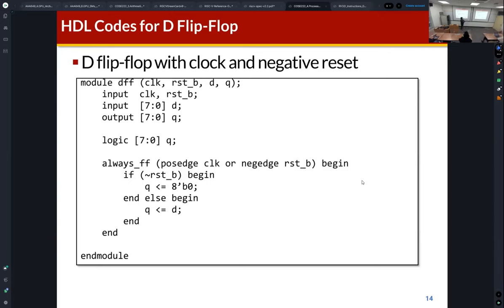How? We check the reset value. Okay. So this if statement, and then you can find the not. So if this is true, which means the reset is zero, then the output becomes all zeros, which means that this D flip-flop is changed to the reset state. Okay. Then we can also find the other case, otherwise, which means it's not reset. So at the rising edge of the clock, Q becomes D. So this is the example of a D flip-flop with negative reset.